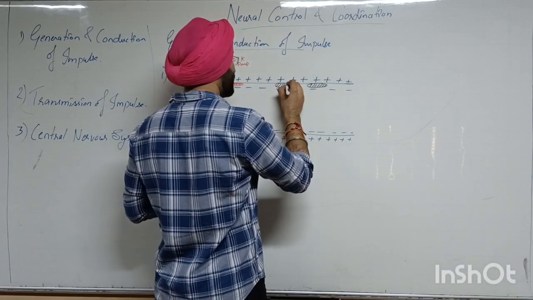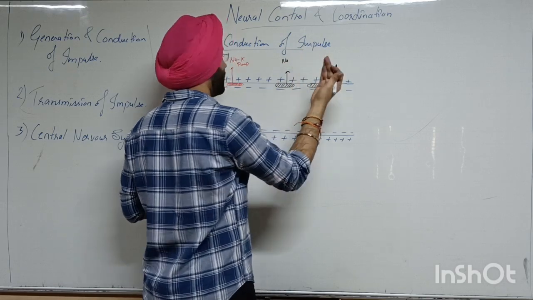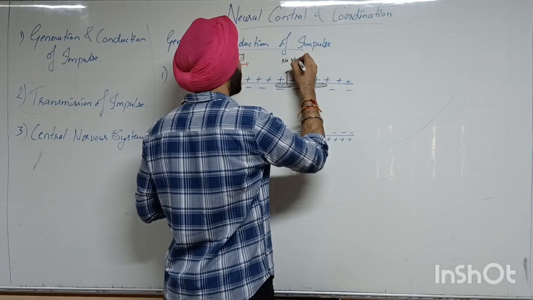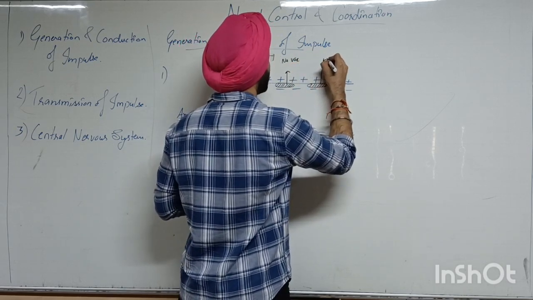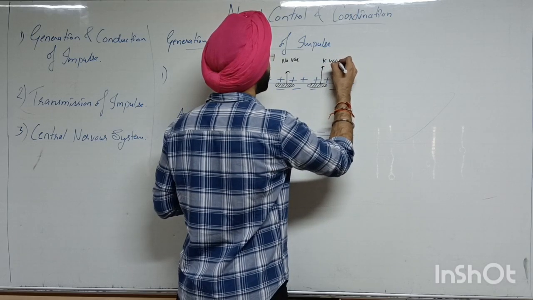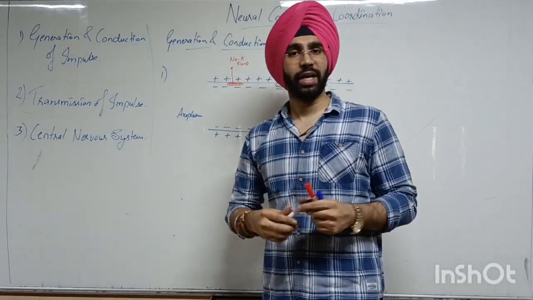So this one is sodium, that's why I am writing Na, sodium VGC, and this other black one is potassium. I am denoting it with K, and VGC. So what do you mean by VGC?